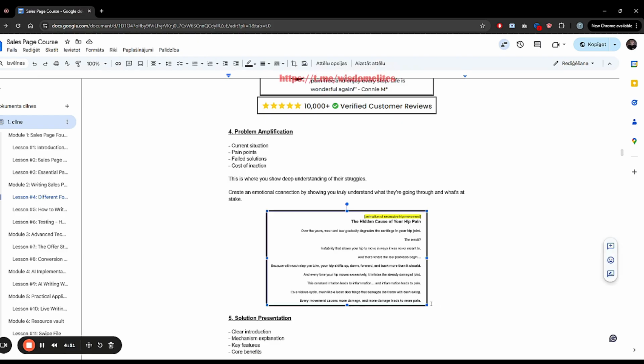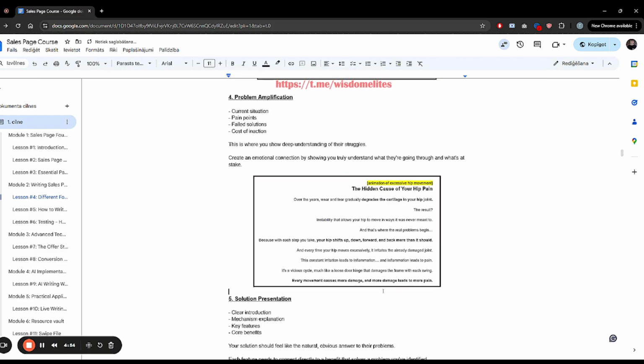For example, here you can see a sales page lead for a hip pain product. I believe this is a hip brace. The hidden cause of hip pain: over the years, wear and tear gradually degrades the cartilage in your hip joint. It basically explains what happens and why it happens. The result is instability that allows your hip to move in a way that it was never meant to. That's where the real problems begin, because with each step you take, your hip shifts up, down, forward, and back more than it should. Every time your hip moves excessively, it irritates that already damaged joint. This constant irritation leads to inflammation, and inflammation leads to pain. It's a vicious cycle, much like a loose door hinge that damages the frame with each swing.